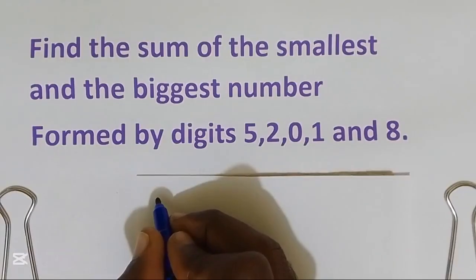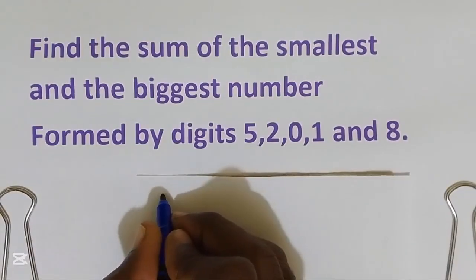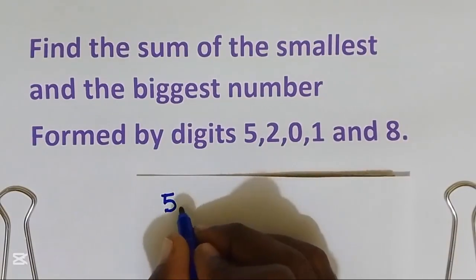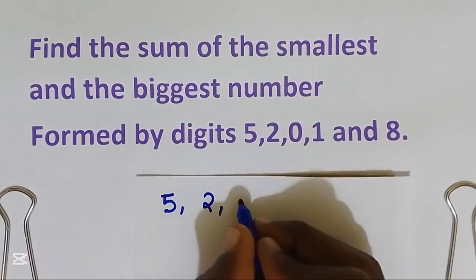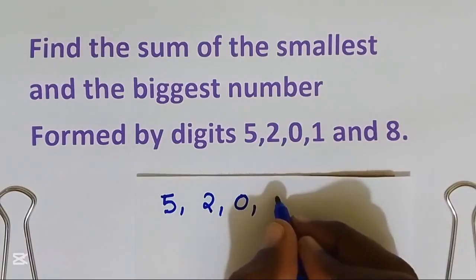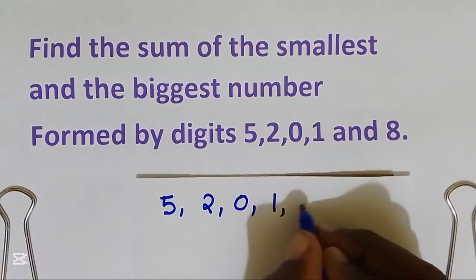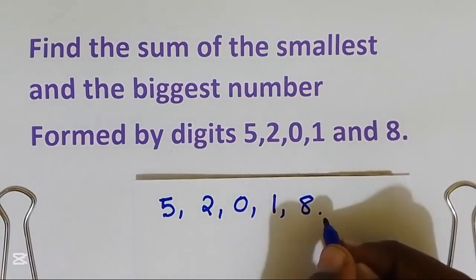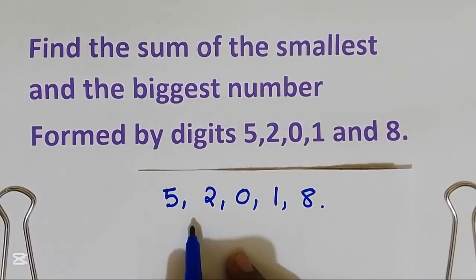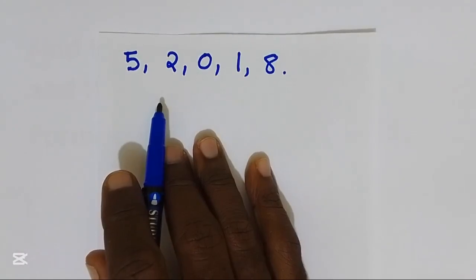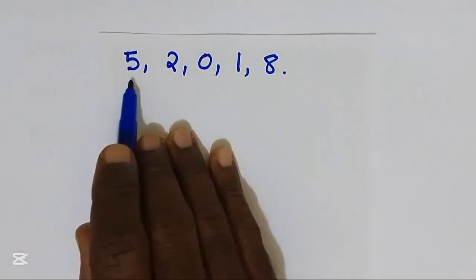We are using 5 digits, that is 5, 2, 0, 1 and 8, and no repetition is allowed. First, let us form the smallest number from these digits.